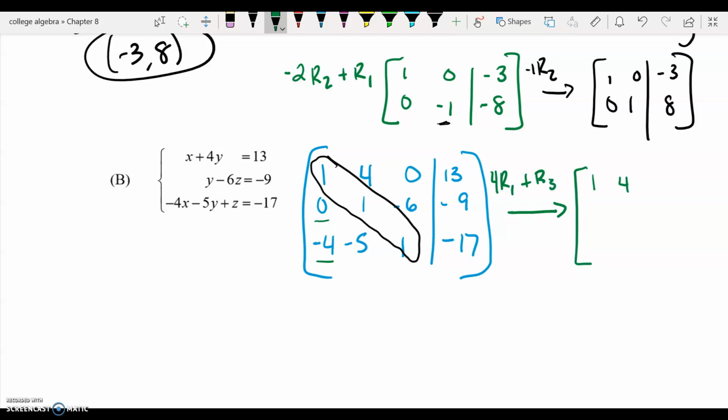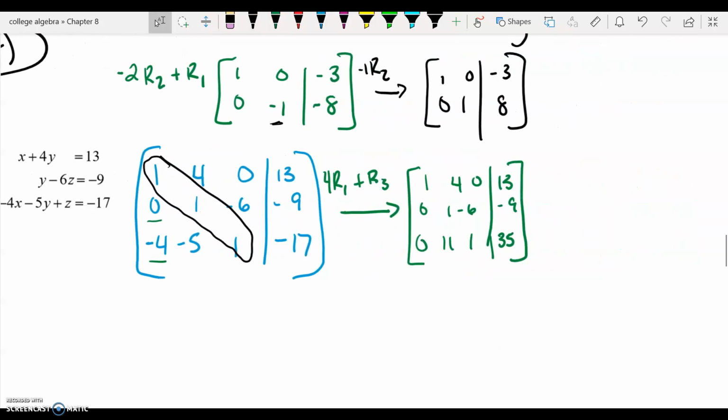So row 1 is going to stay the same because that's the one you're changing. Row 2 we didn't do anything to, so it's going to stay the same as well. And then now I'm going to multiply row 1 by 4 and add to row 3. So it's going to be 0, 11, 1, and then 35. We keep going.